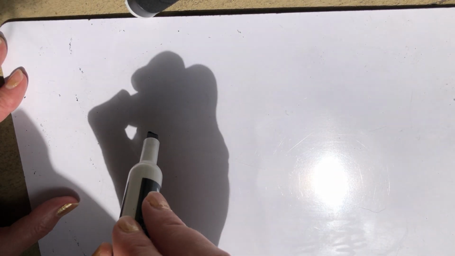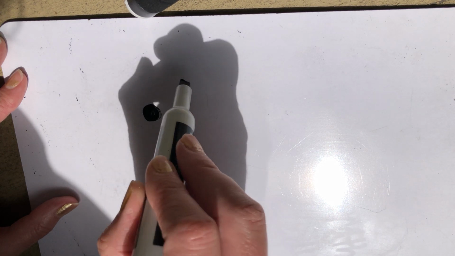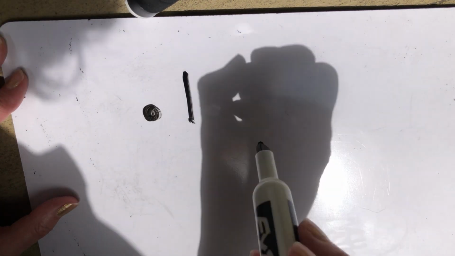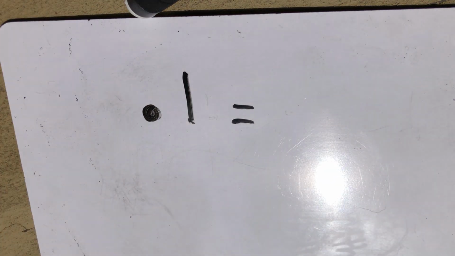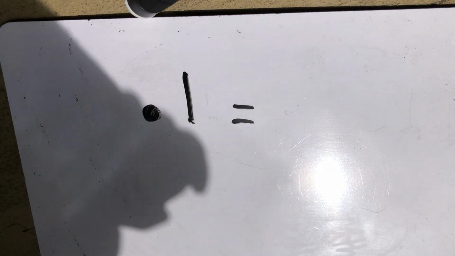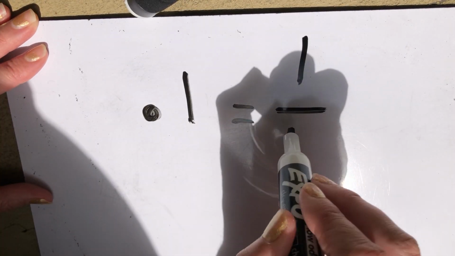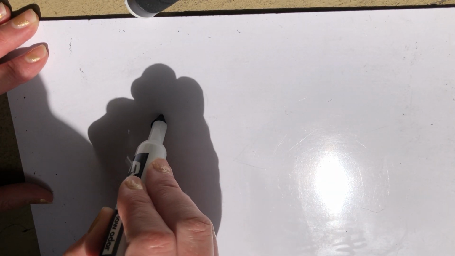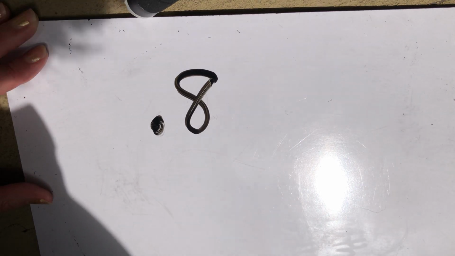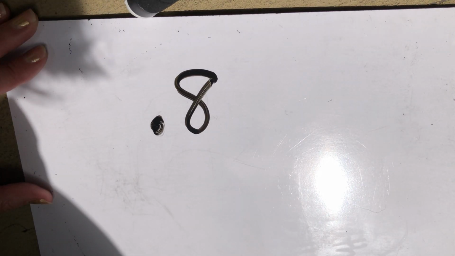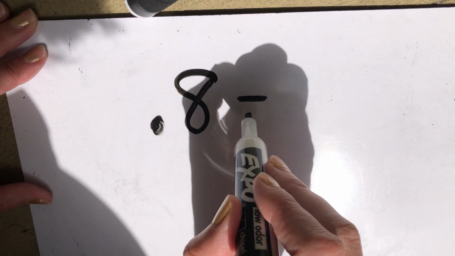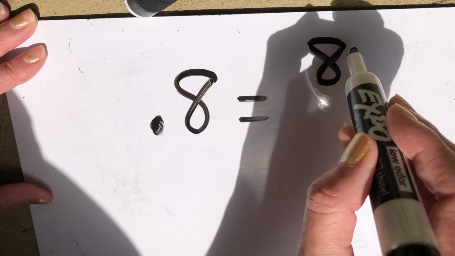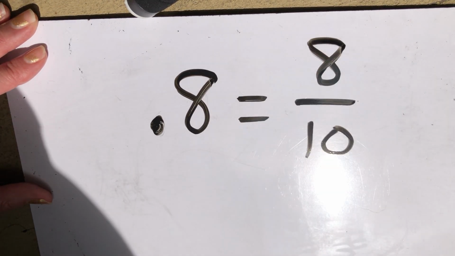What if you have the decimal 0.1? How can we write that as a fraction? We say that it's in the tenths place, so it would be 1/10. What if you have 0.8, decimal 8? We say that that's 8/10 because it's in the tenths place. So how would you write that as a fraction? 8 over 10, which is also 8/10.